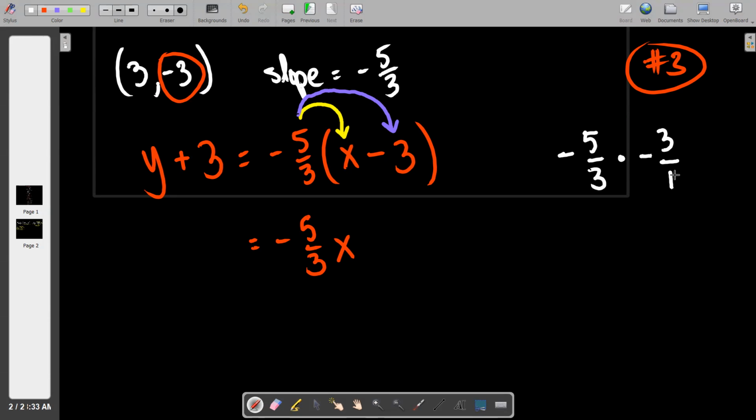I know you're working together, but what happens in that multiplication problem?